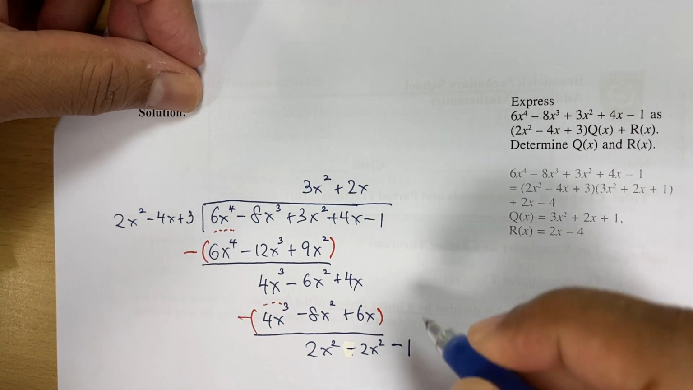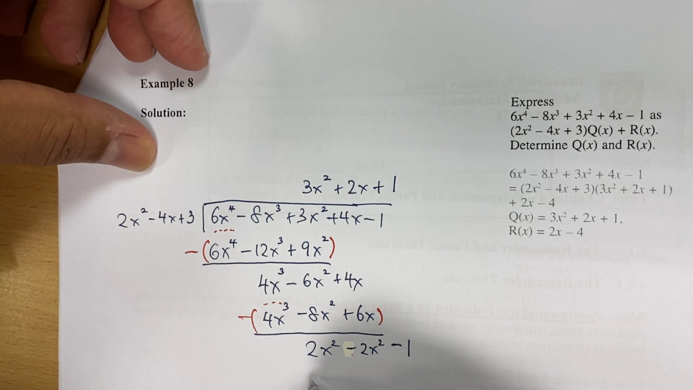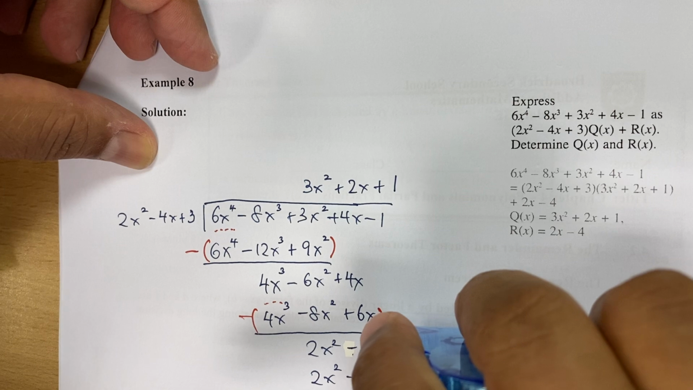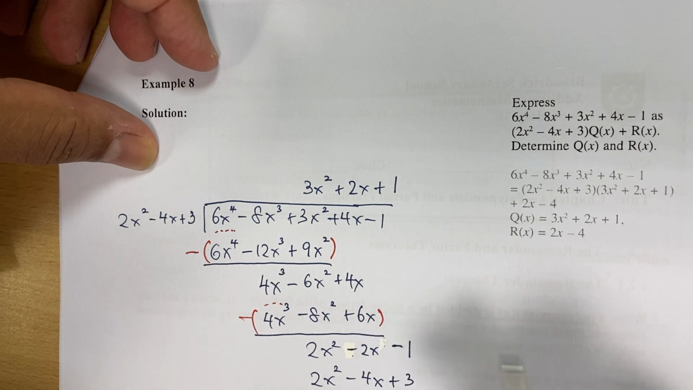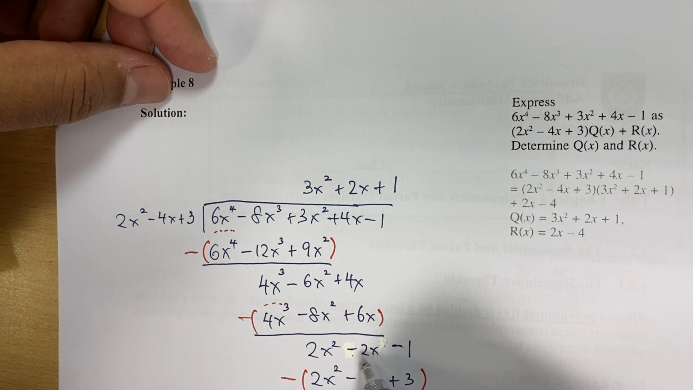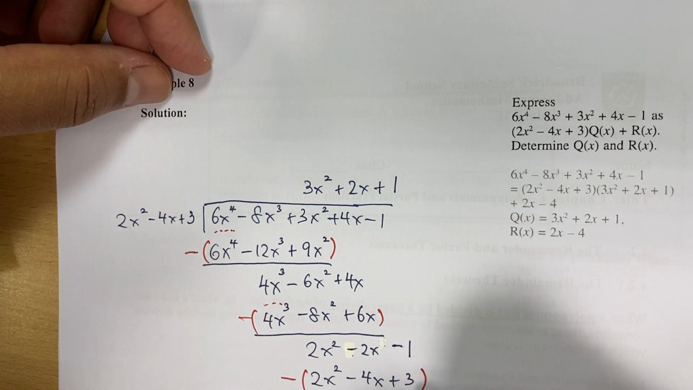And we bring down negative 1, remember? So this is 2x^2 over 2x^2, so this should be 1. So you have 2x^2 minus 4x plus 3. Sorry, this is going to be 4x, this is going to be 2x. So when we subtract, the 2x^2 will be eliminated. Minus 2x minus negative 4x, minus 2x plus 4x will be 2x. Negative 1 minus 3 will be minus 4.